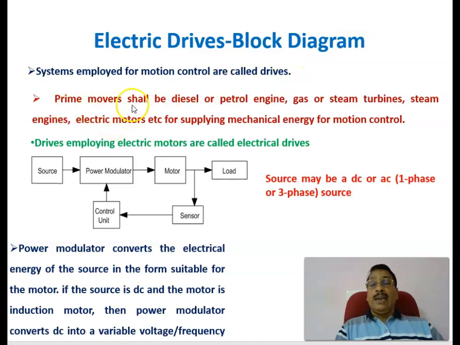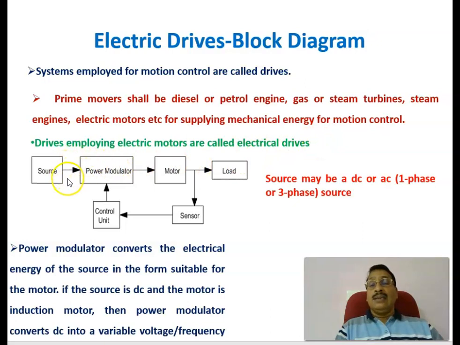Prime movers can be either diesel or petrol engines, gas or steam turbines, steam engines, electric motors, etc., for supplying the mechanical energy for the motion control. These are all used for controlling the motion. Now, the drives employing electric motors are called electrical drives.